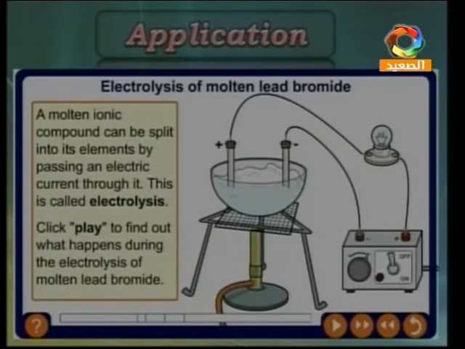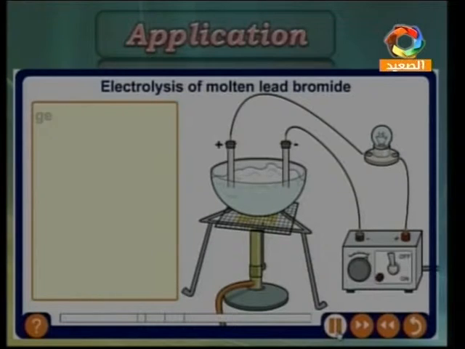Well done. Now we have electrolysis of molten lead bromide. Electrolysis means a process that separates or purifies elements from their compounds. I need to separate elements from their compound. Let's go to C. We have number 1, the molten ionic compound.